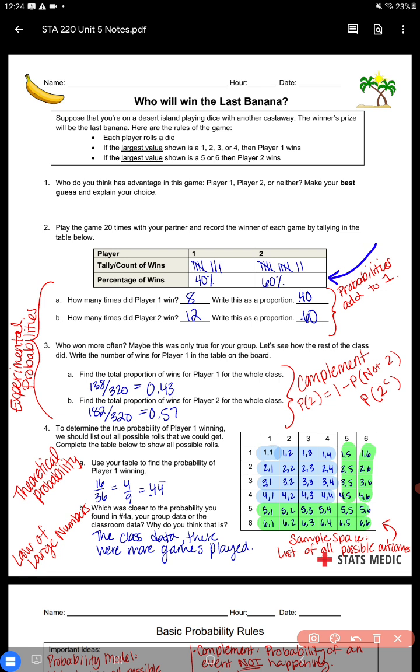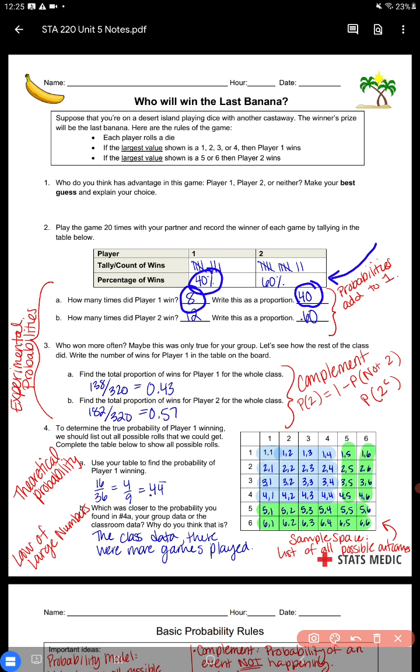And so when we write our probability, there's a number of different ways that we could write it. We could write it as a percentage, as was shown here. We could write it as a decimal. So 0.40 is the same thing as 40%. We could have also written this as a fraction. Player 1 won 8 times out of 20. All of those would mean the same thing.